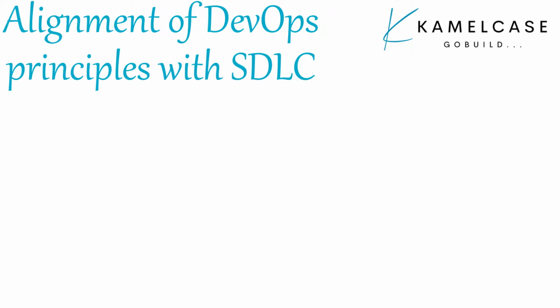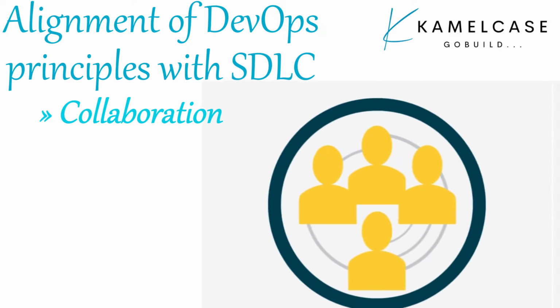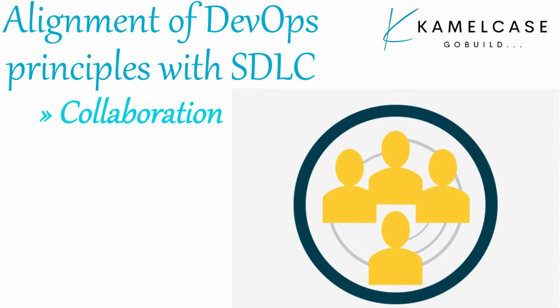Similarly, let's discuss how the collaboration principle of DevOps aligns with the SDLC process. Collaboration improves communication and coordination among cross-functional teams involved in different SDLC phases. For example, during the requirements gathering phase, collaboration between business analysts, developers, and testers ensures that requirements are well defined and understood by all parties.